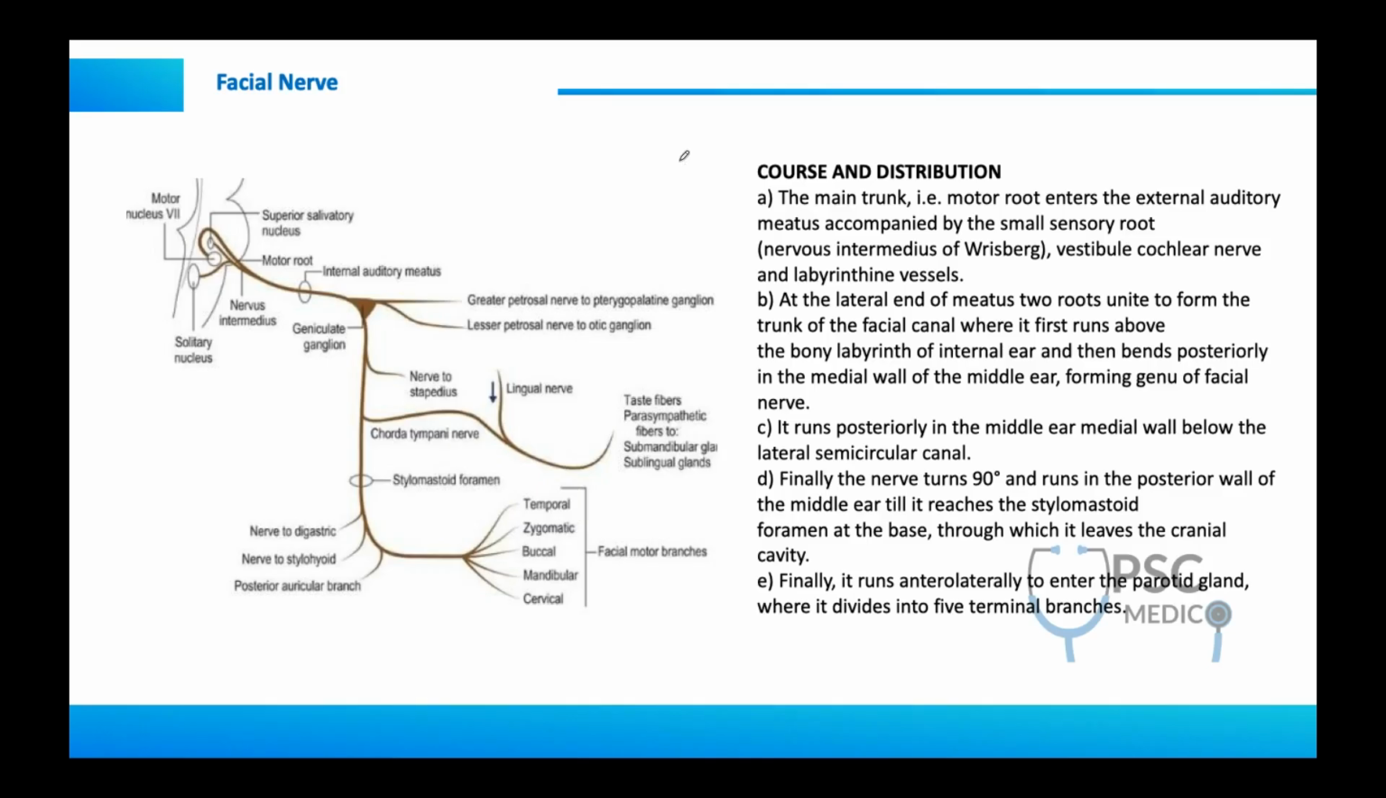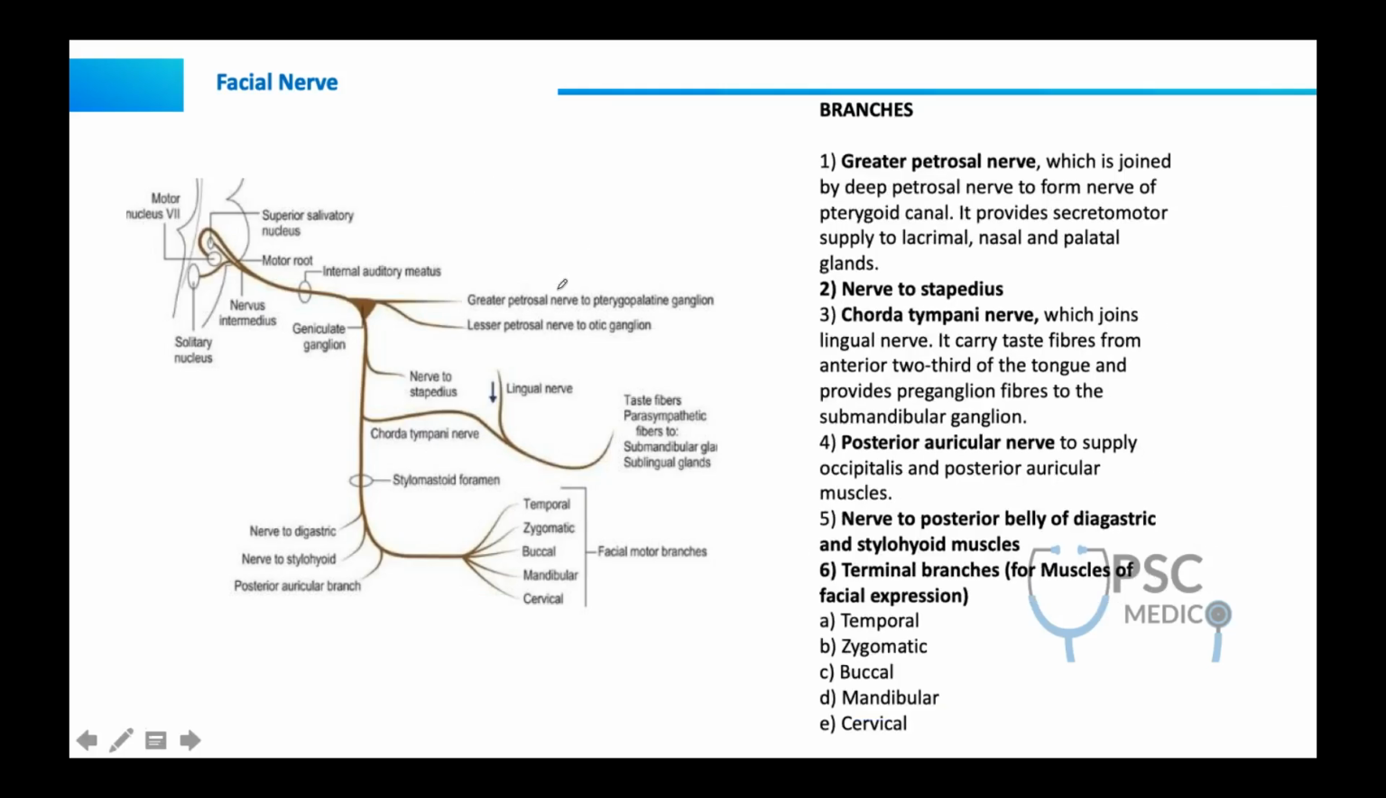So this concludes the course, distribution, origin, and the innervation. Innervation is, you all know, the motor, sensory, and the autonomic. Motor facial muscles, sensory anterior 2/3 of the tongue, and the autonomic is submandibular and sublingual glands. It's as simple as that. So the next part is, what are the branches? If you know the branches, your job is easier.